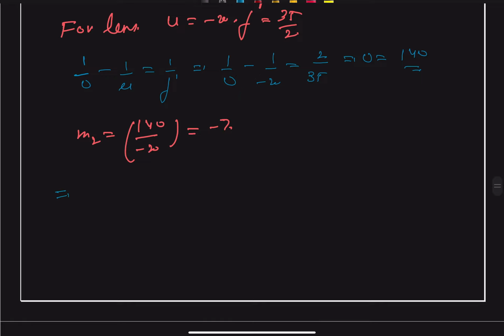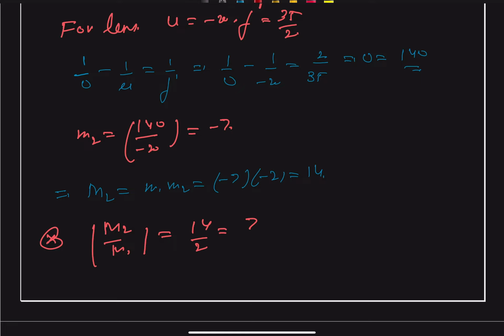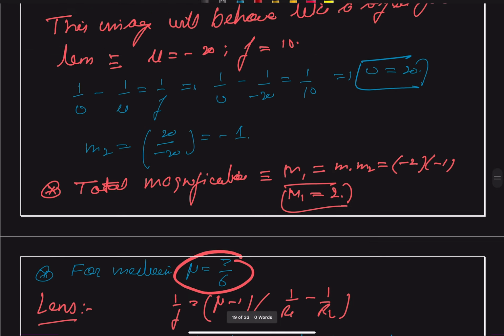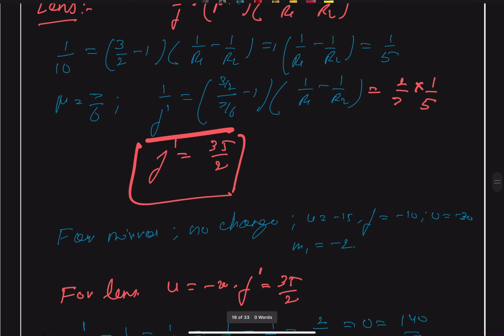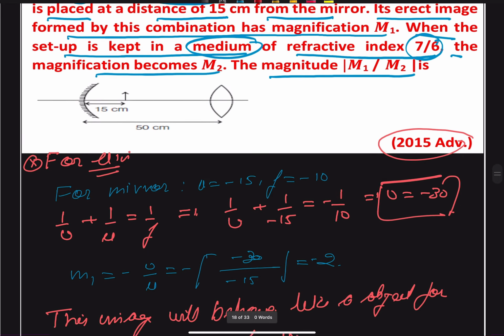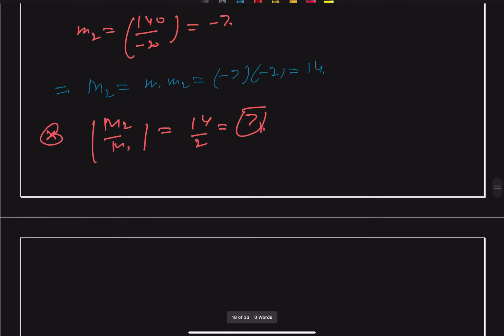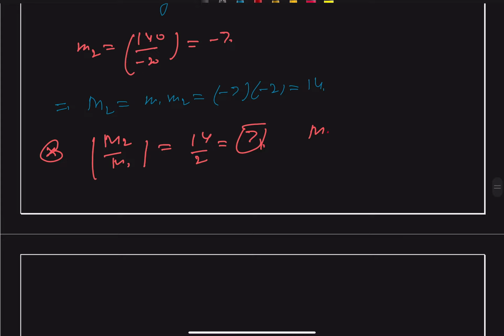And therefore the capital M2 will be equal to small m1 multiplied by m2, and that will equal minus 7 multiplied by minus 2, that is 14. And we have to find out the ratio now. We have M2 upon M1 is equal to 14 by 2 and that comes as 7. Okay, so it was m1 by m2. Let me reverse it. So we have m1 upon m2 is equal to 1 upon 7.